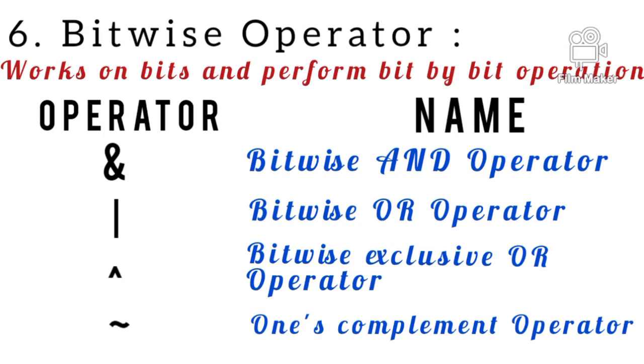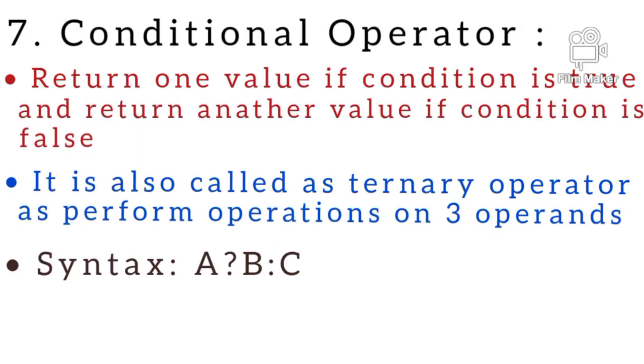After that, next is bitwise operator. It works on bits and performs bit by bit operations. The operators are given below. Next is conditional operator. It returns one value if condition is true and returns another value if condition is false. This conditional operator is also called ternary operator as it performs operation on three operands. Then syntax of conditional operator is given below.